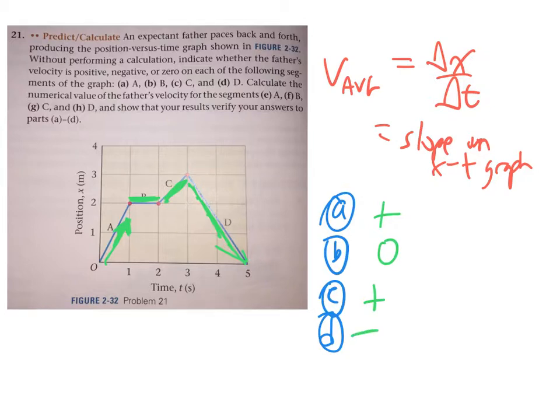We can do a little bit better than that. We can actually say that the slope is greater in part A than in part C. So this is plus and large, and this is going to be plus but smaller. And next we'll go and we'll just verify that.